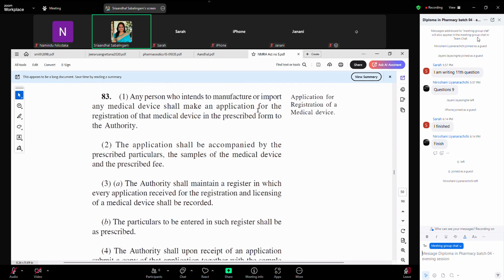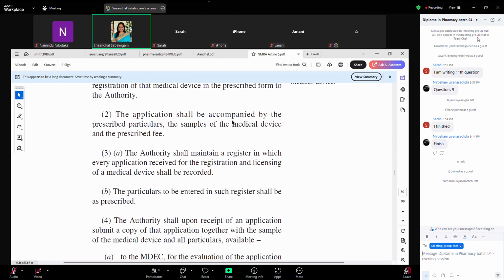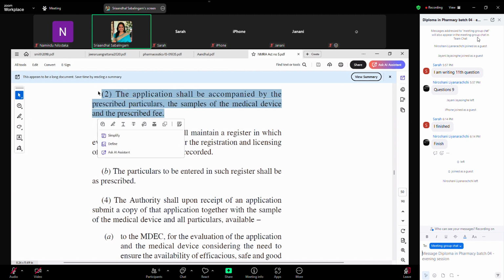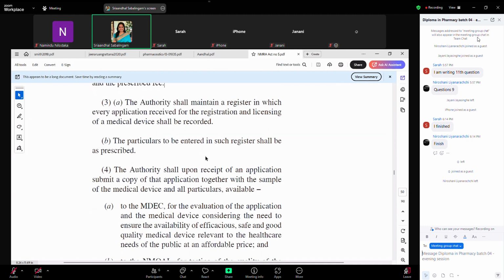So anyone who intends to manufacture or import makes an application for the registration of medical devices in the prescribed form, which you can download from the NMRA website. And the application shall be accompanied by the prescribed particulars, clinical trial data, and samples of the medical devices. Maybe because this is a medical device, the manual, sometimes the customer manual or the guidance on how to use the medical device, right? With the prescribed fees. And the authority shall maintain a register in which every application received for the registration and licensing of a medical device shall be recorded. And the particulars to be entered in such register shall be prescribed.